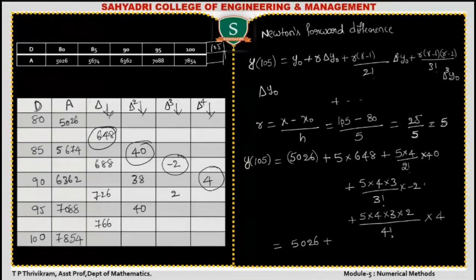So that means you are going in the forward direction, like this. Previously we did it in the backward direction, starting from the last value and coming back. Backward difference means you come to the end and find the values in reverse. Taking forward difference means you move forward from the start onwards.